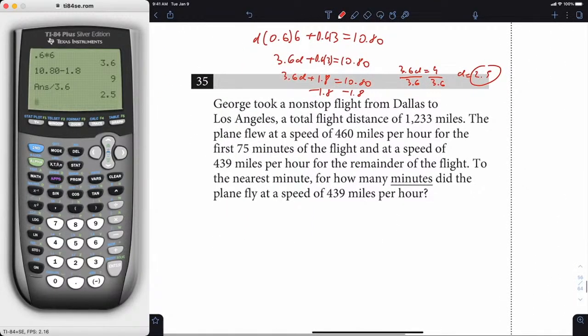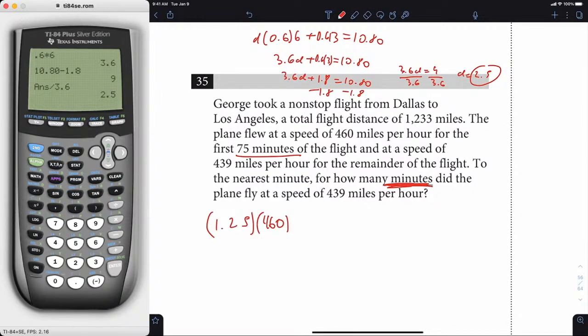George took a non-stop flight from Dallas to Los Angeles, a total flight distance of that many miles. The plane flew at a speed of that many for the first 75 minutes. So I'm going to convert everything to hours, because we're in miles per hour. And then at the end, I'll convert back to minutes because that's what we want. So 75 minutes is 1.25 hours, at 460 miles per hour.